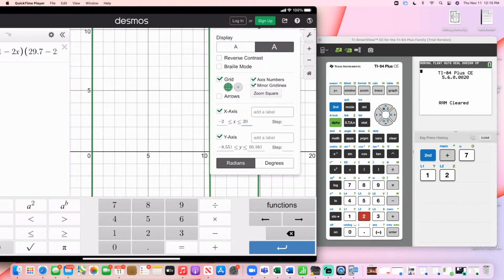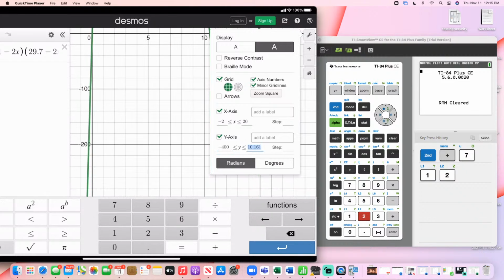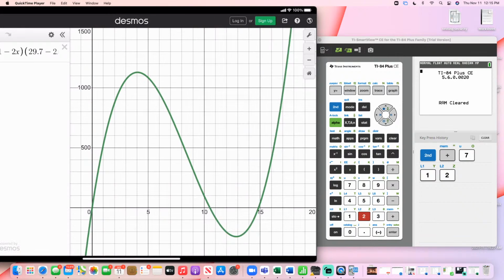And we know by volume, it's going to be roughly highest around 1300. So let's just say do 1500. No, let's start with -400 to 1500. Then you got this beautiful graph. Now pay attention to this graph.